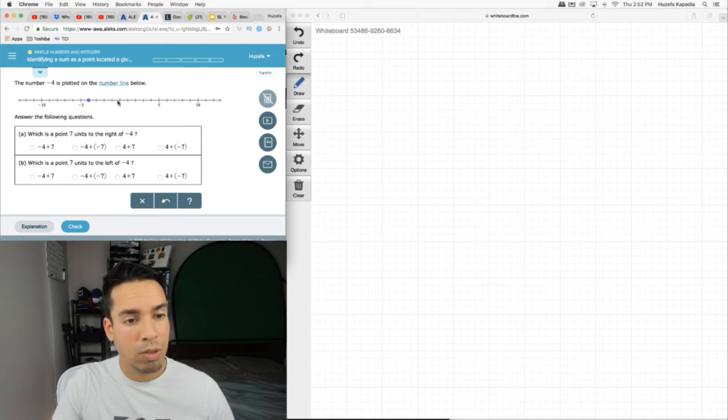But effectively, all we're doing is we're adding 7 to the stationary point. So where is -4 plus 7? Right here. This is wrong because that would be going to the left by 7. This is wrong because it's the wrong starting point, and same as this, and it's the wrong movement.